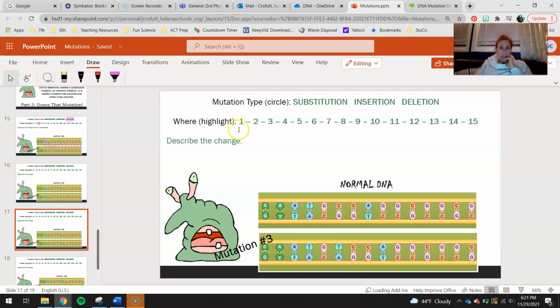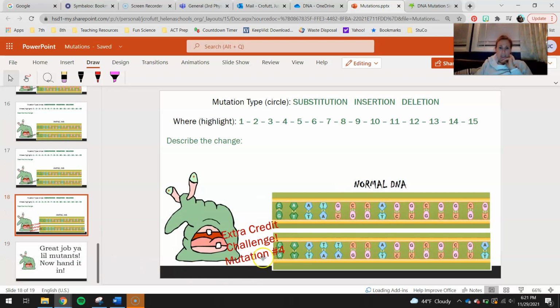For this one, again, you're going to figure out what's different between the normal and mutation number 3. Tell me if it's substitution, insertion, or deletion. Tell me where and describe the change. Finally, this last one, extra credit, is a challenge. You have 2 mutations that occurred, so you're going to want to use 2 different colors. For the first one, circle using one color what mutation you saw and where, and then change your color and circle the second type of mutation, either substitution, insertion, or deletion, and tell me where, and then describe your 2 changes. If you get it correct, I'll give you the extra credit point.